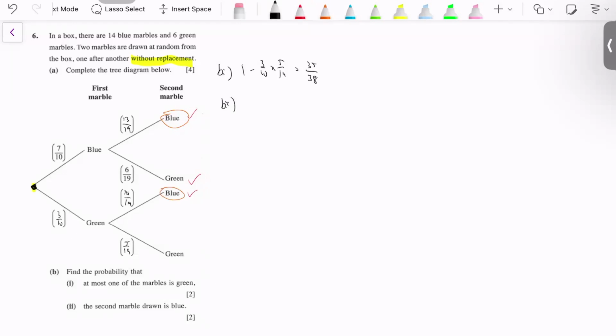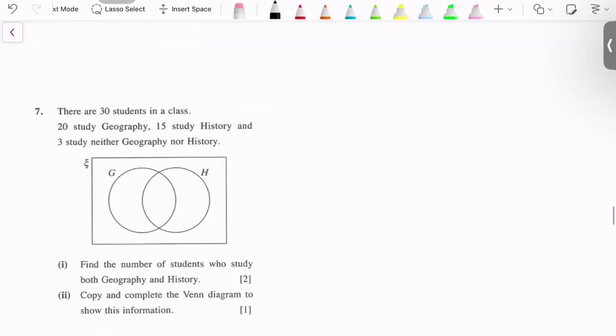So in this case, we just need to add the probabilities up. The first round blue, second round blue, will be 7 out of 10 multiplied by 13 out of 19, plus 3 out of 10 multiplied by 14 out of 19. And that should give us 7 out of 10. So the probability of the second marble drawn being blue is 7 out of 10. Okay, moving on.